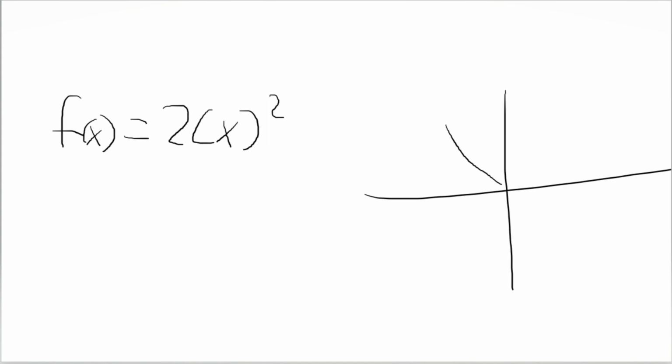Now, vertical stretching and shrinking is easy. It's f of x equals a, let's just go with higher than 1. 2x, like that. Now, let's make this squared. So here's the parent function, and we want to stretch it. So this 2 would make it look like this. It is a vertical stretch.